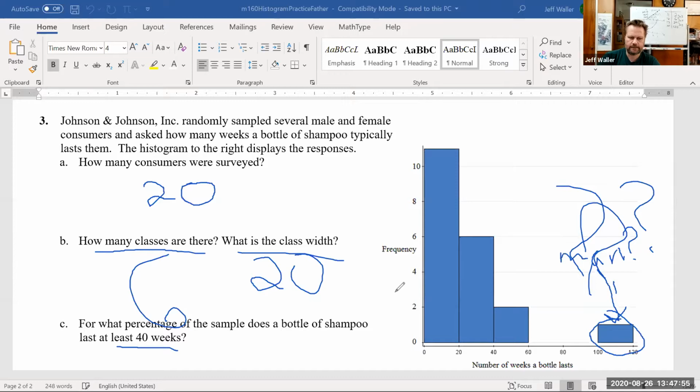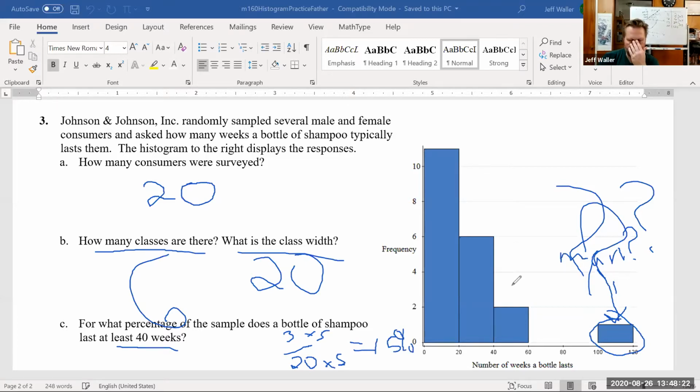30%? 15%? There we go. I understand where you got 30, but it's not. Yeah, I forgot to add the first one. How many people is it out of? It's out of 20 people. How many had it last that long? 3. And then of course you can multiply by 5, multiply by 5, and you get 15 out of 100, so you get 15%. All right, I like it.